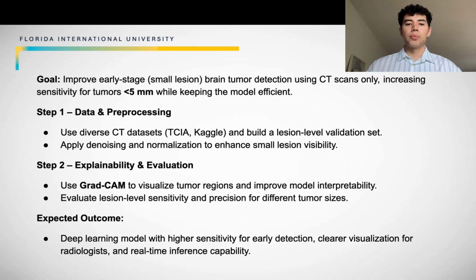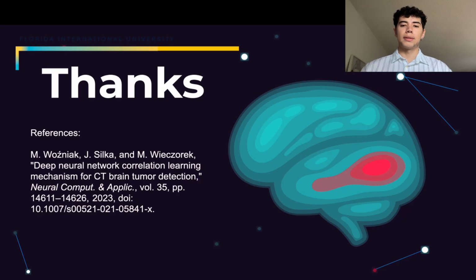And for closing, in summary, this paper introduced the dynamic CNN and ANN framework that optimizes itself through a policy selection mechanism. My proposed work aims to extend the idea, focusing on early detection using enhanced preprocessing and explainable AI. Thank you for listening.